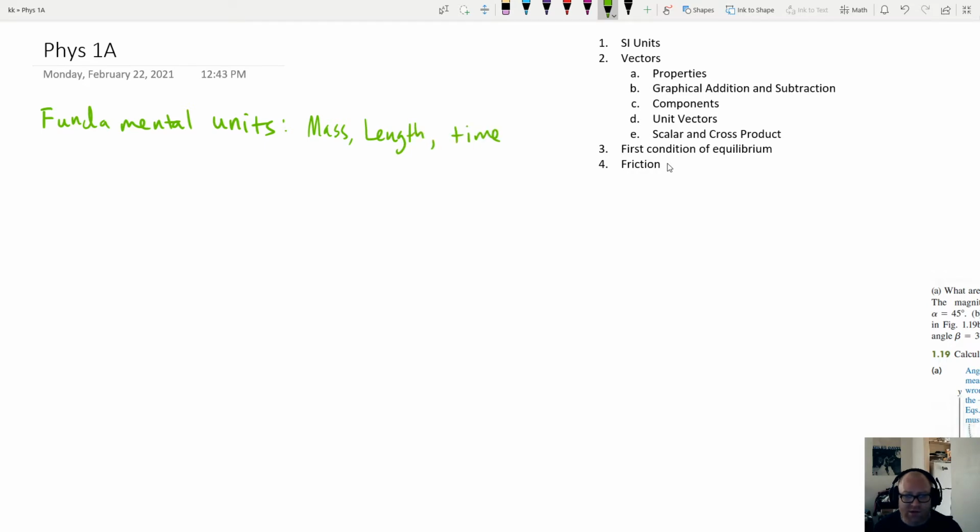These are the quantities. The units will be something like, for mass, we use the unit that we call the kilogram. For length, we use a unit that we call the meter. And for time, we use a unit that we call the second. Right? So those are our fundamental units in the SI system: the kilogram, the meter, and the second.